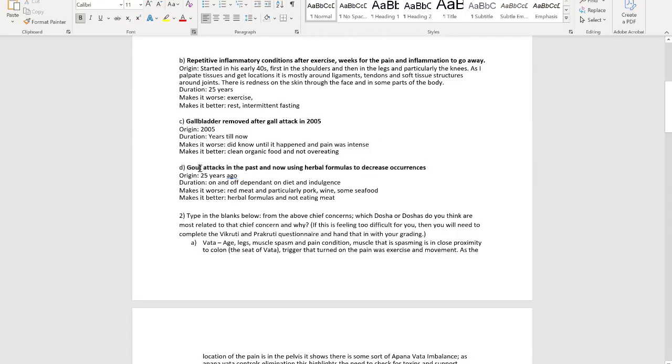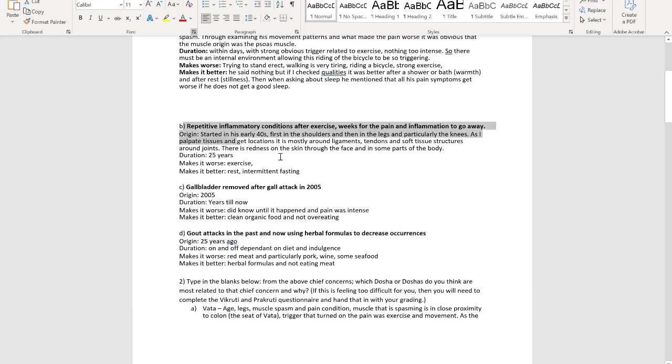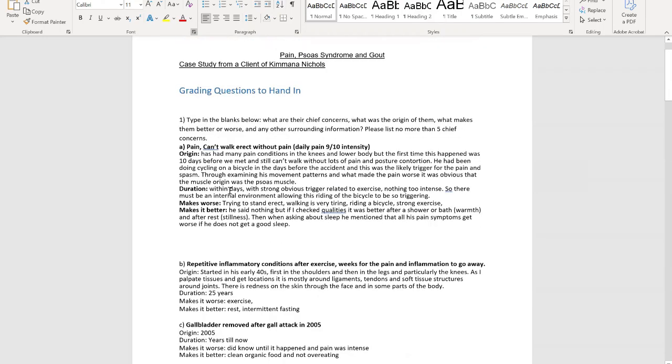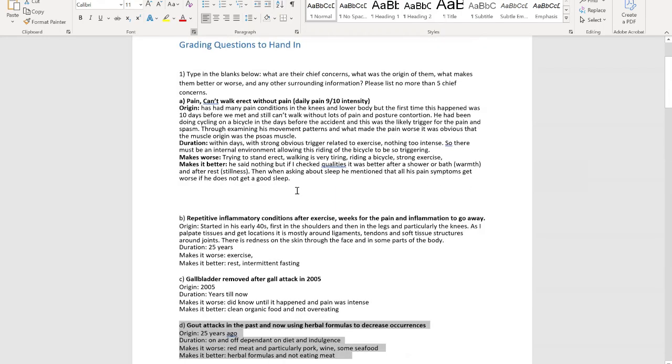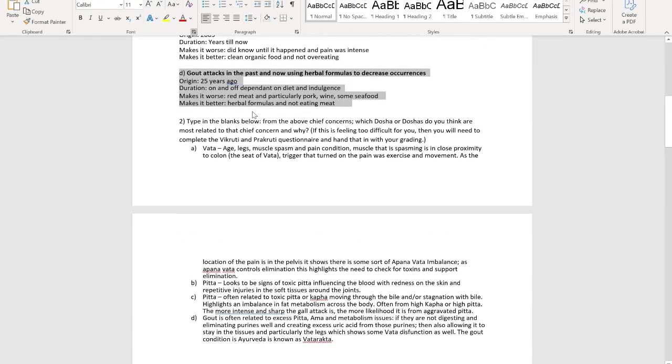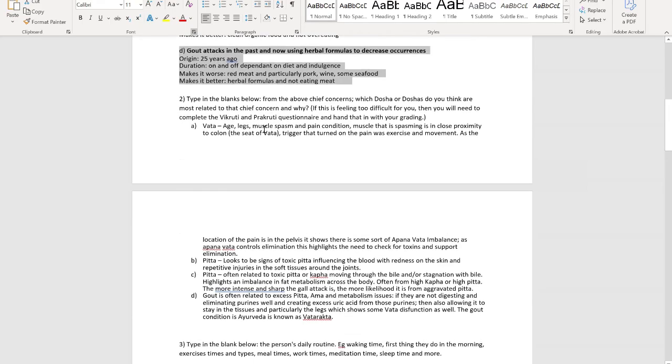So this gouty buildup had been in the background, and likely the main toxicity related to blood had been this condition, going on subtly for 25 years and likely creating these repetitive inflammatory conditions. Those gouty uric acids need to move out of the pelvis, and that's why we see these pelvis conditions developing over time. Now I track these symptoms down to specific doshas, so I'll look at each symptom individually.